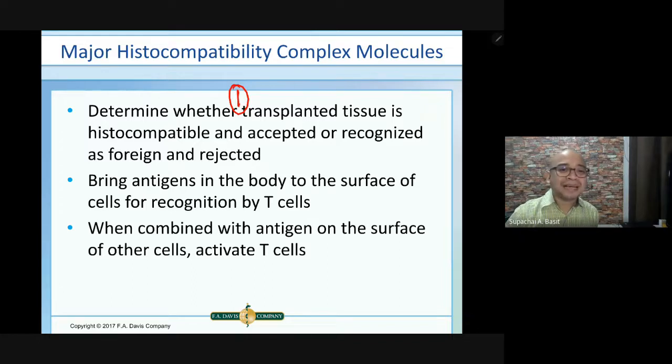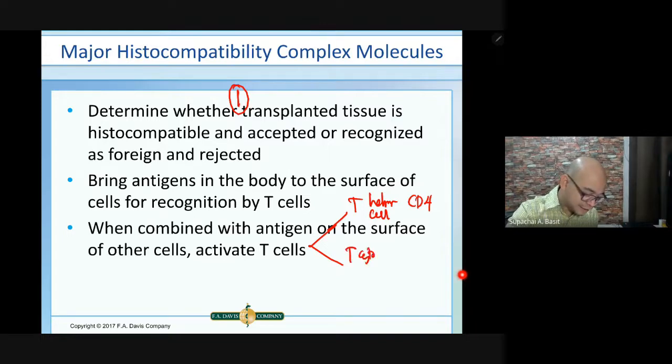When combined with antigen on the surface of other cells, it will activate T cells. There are two types of T cells that can be activated. It can activate the T helper cell, or the CD4, and it can even activate the cytotoxic T cell, or the CD8. So the MHC molecules can activate two types of T cells, either the CD4 or the CD8.